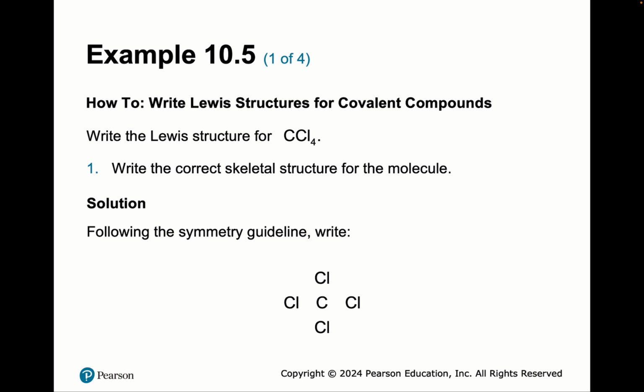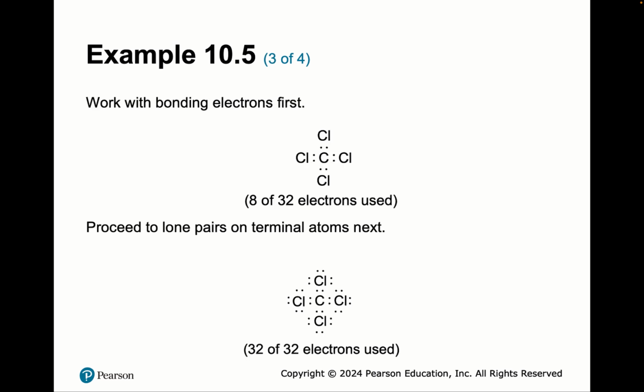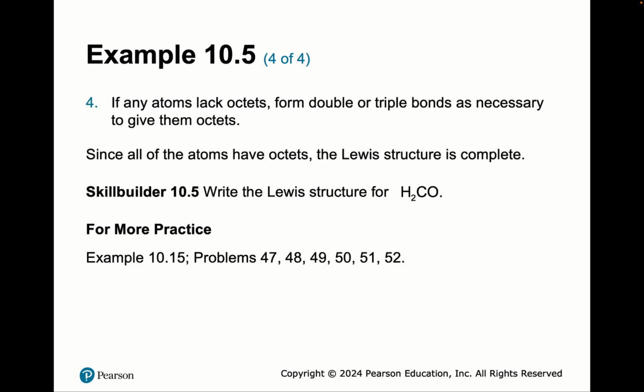So write the Lewis structure for carbon tetrachloride. Similar one here, put carbon in the middle, and then we sum the valence electrons. So 4 for carbon, and then there's 7 for chlorine, but there's 4 chlorines, so we have 32 electrons. So we put single bonds, and then we put octets around the outside. And if you look here then, carbon has an octet, and each of the chlorines has an octet. So we're actually done. And we don't need a double or triple bond.